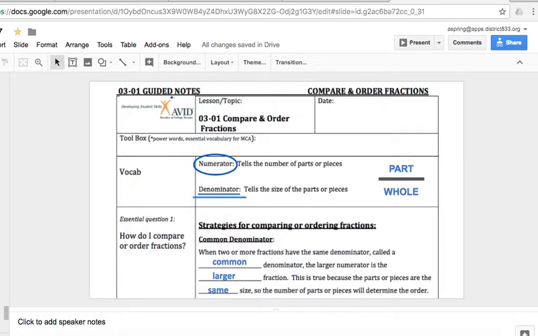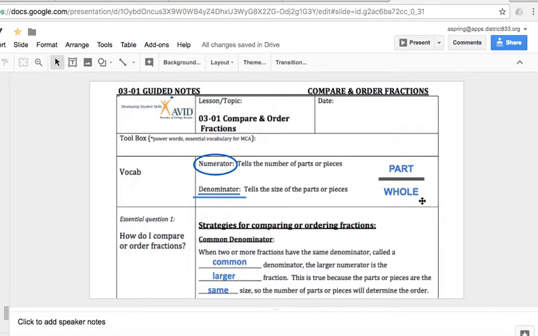We've got nothing in the toolbox for today, but there is some vocabulary, and I want you to do what I have done, and that is circle the word numerator, which tells the number of parts or pieces, and then double underline the word denominator. The denominator tells the size of the parts or pieces. I also want you to write over here these words: part on top, divided by, which is what this fraction bar is, and then whole on the bottom. Because when we think about fractions, we're thinking about what part out of the entire whole are we looking at.